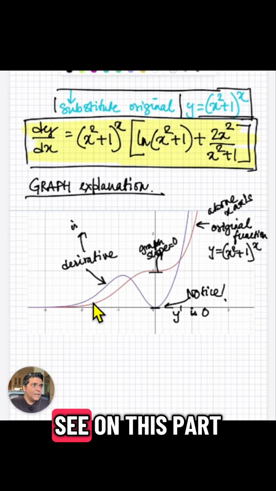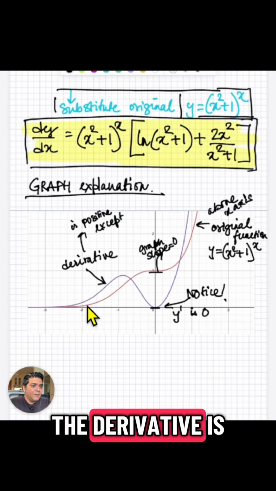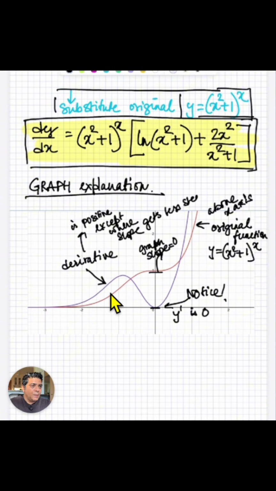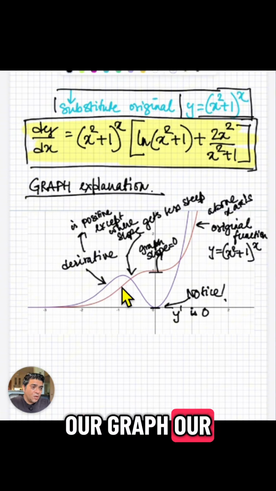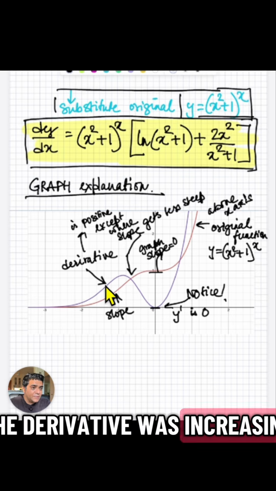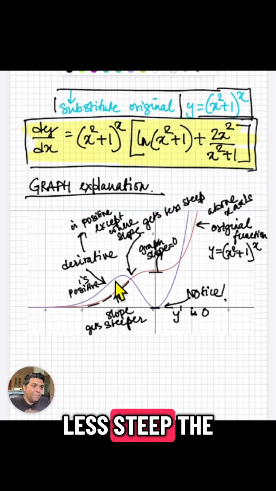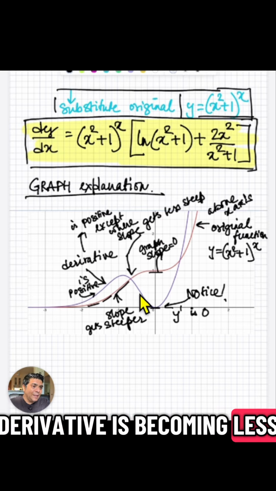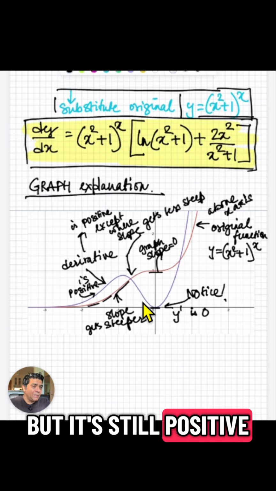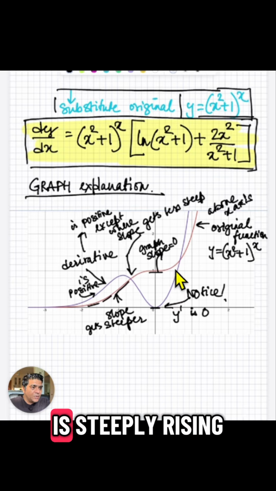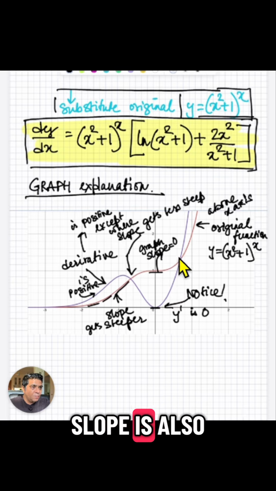As you can see on this part, our function is going up, so the derivative is positive. But as our function becomes less steep, the derivative is becoming less and less, but it's still positive. And then out here, of course, it's 0, and then out here, notice that the original function is steeply rising, and then the derivative, the slope, is also increasing.